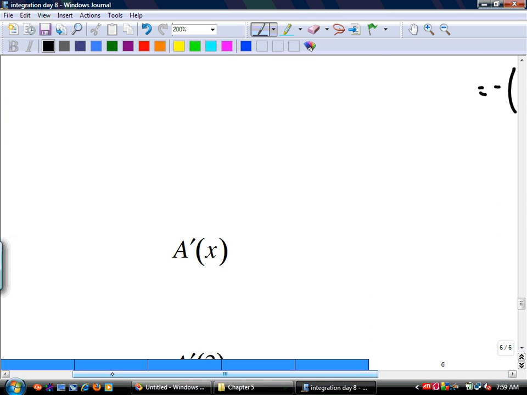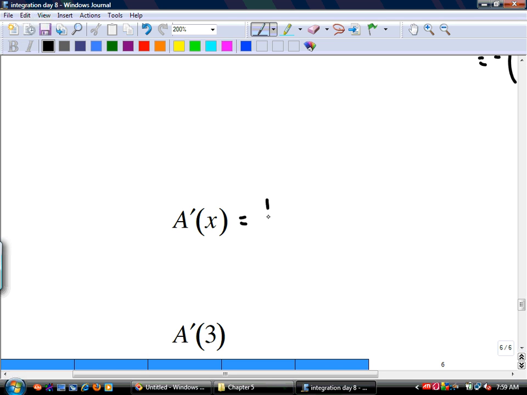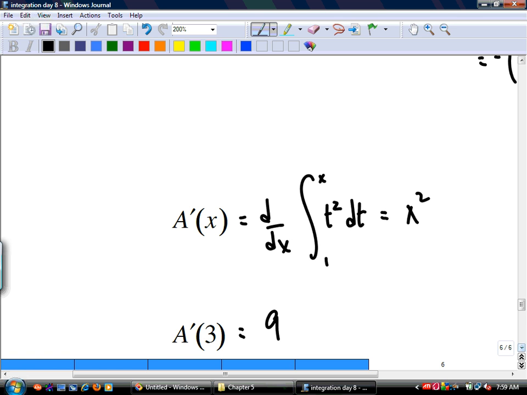Okay. Well, what's A prime of x? Well, that's the derivative of the area between 1 and x. What was the area function, t squared? Okay, we'll jump to the answer. You know that. X squared. So what's A prime of 3?